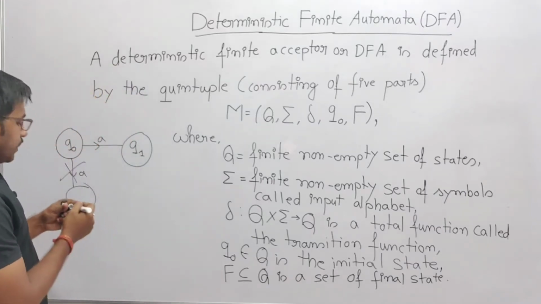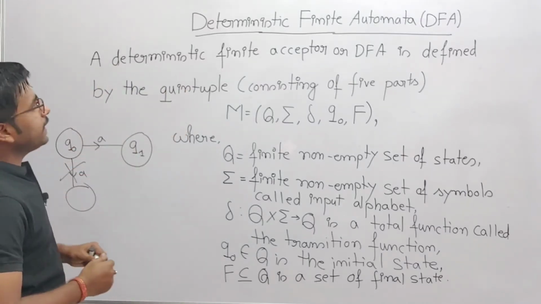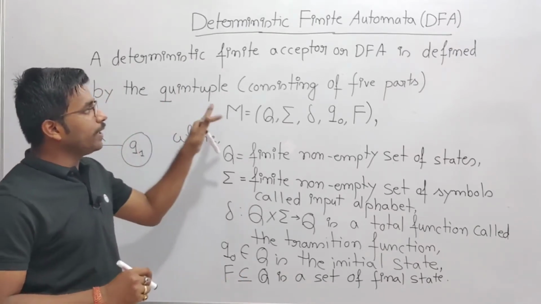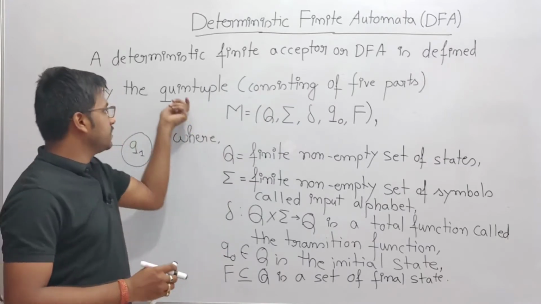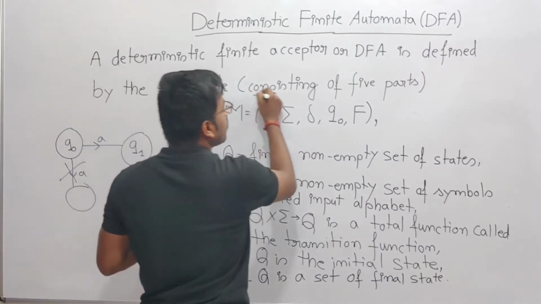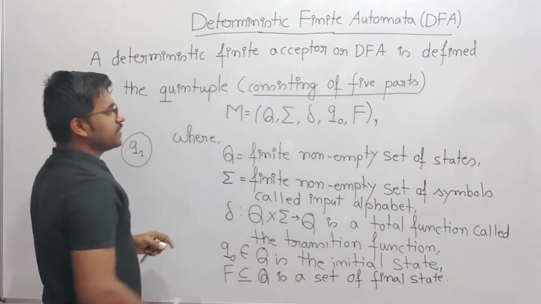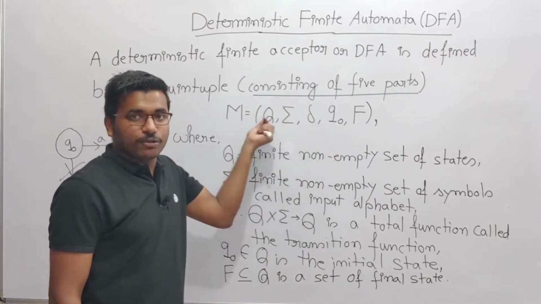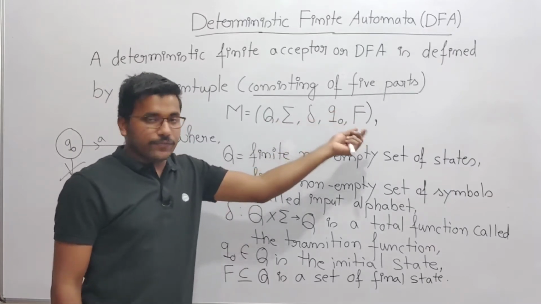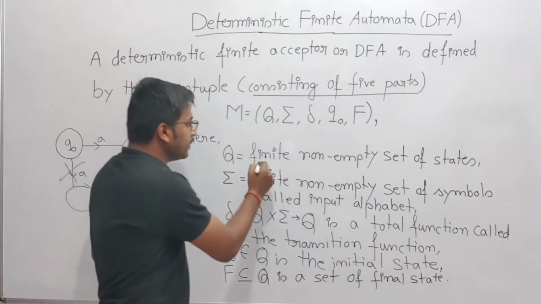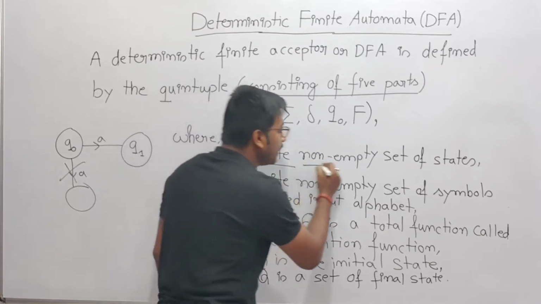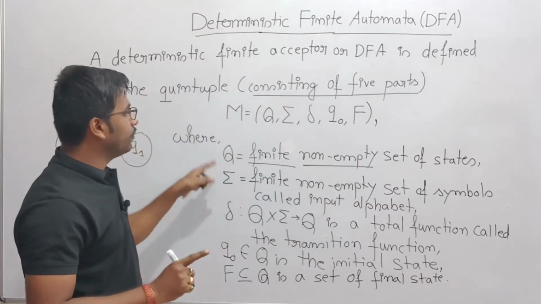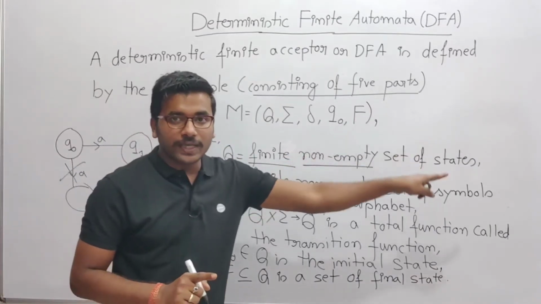Now see, a deterministic finite acceptor or DFA is defined by the quintuple. A quintuple consists of 5 tuples. So M is Q, sigma, delta, Q0, F. It consists of these 5 tuples: Q, sigma, delta, Q0 and F. So what is Q? It is always a finite and non-empty set of states.